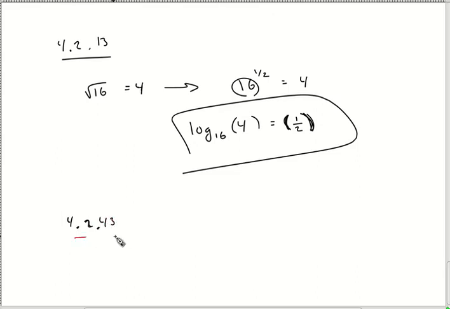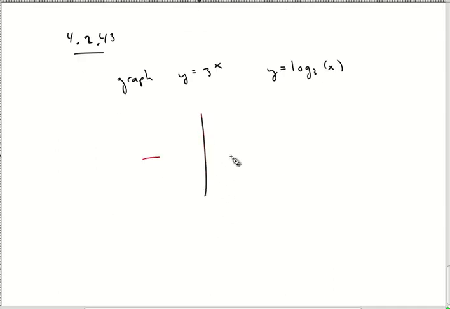Okay, we're moving on. So it says graph y equals 3 to the x, and graph y equals log base 3 of x. They want to kind of show what this inverses thing is. So the 3 to the x is going to look like this. I'll just remind you, that's 3 to the x.